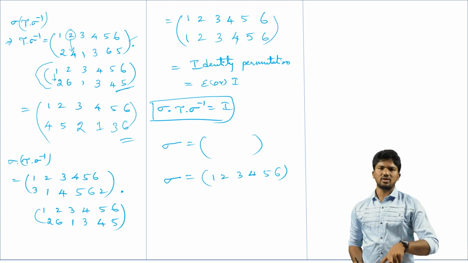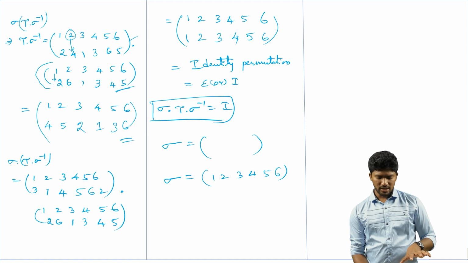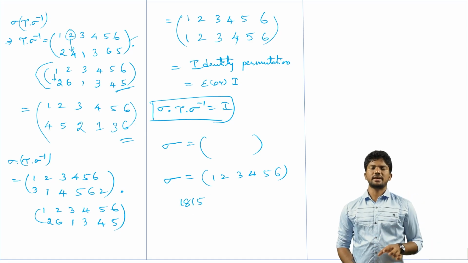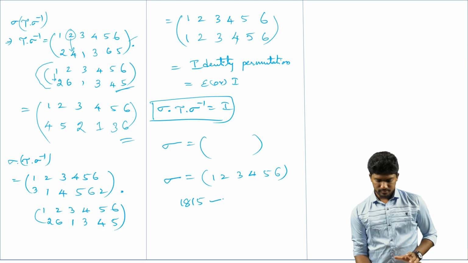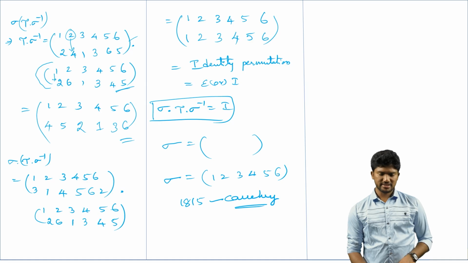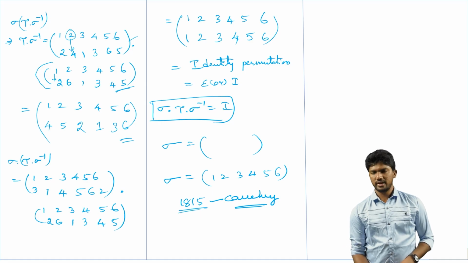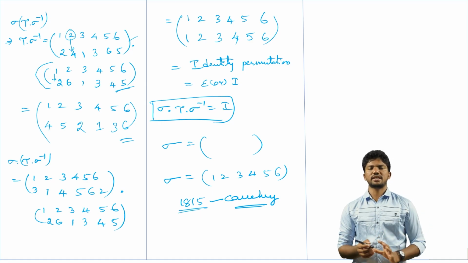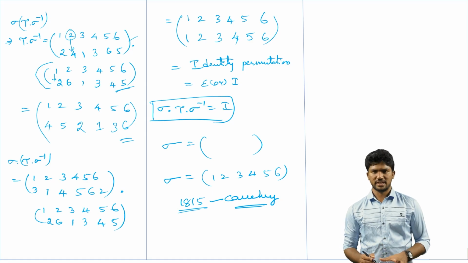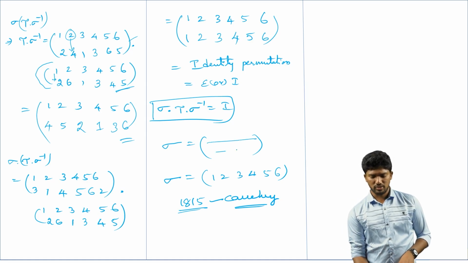Okay, this cycle notation was introduced in the century 1815 by the famous French mathematician Cauchy. So the famous French mathematician Cauchy introduced this cycle notation in the year 1815, to simplify the permutation in the easiest way, or to represent the permutation in the cycle notation instead of writing these two arrow notation.